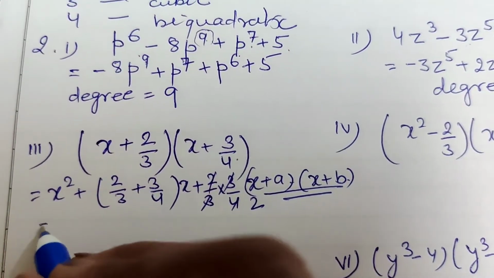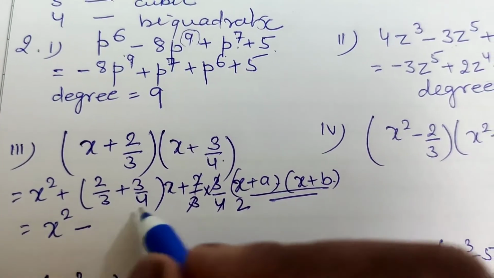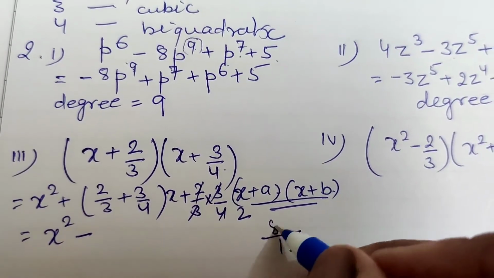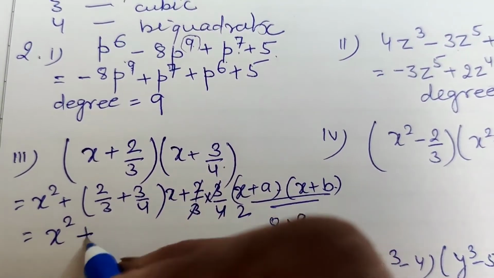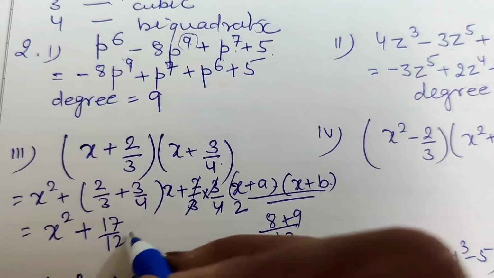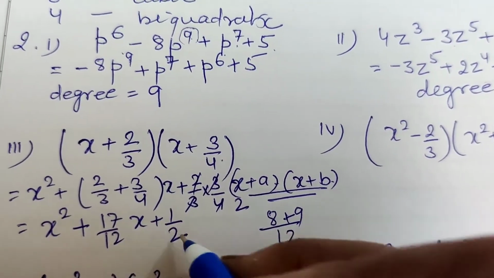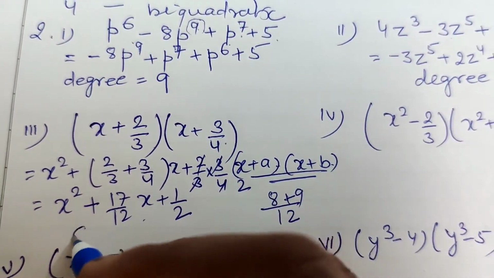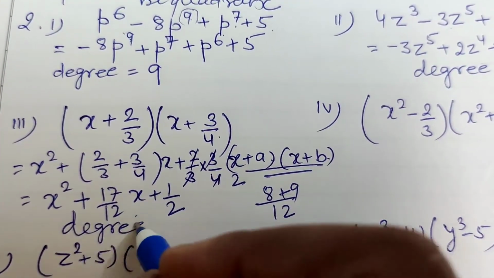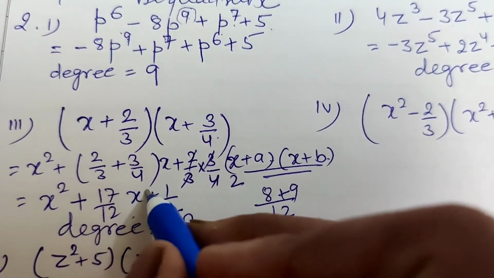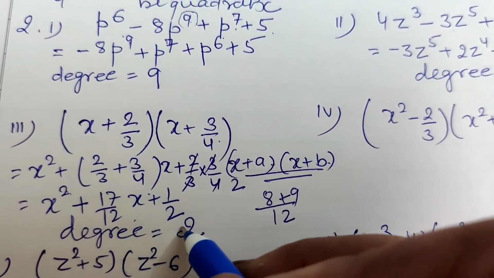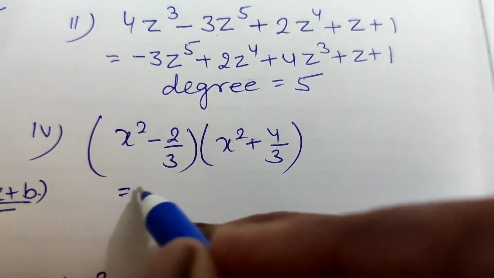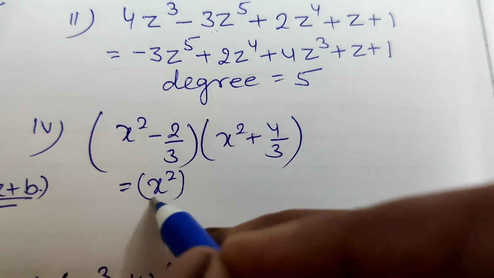Now add 2 by 3 and 3 by 4. Take LCM 12. 3 fours are 12, 4 twos are 8, 3 threes are 9, so 8 and 9. It means it is 17 by 12 x plus 1 by 2. This is the polynomial in standard form. Now the degree, the highest power, is equal to 2. Here the power is 1, here it is 2. Highest power is 2.